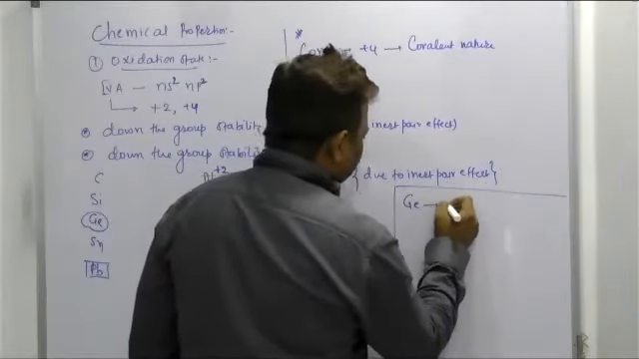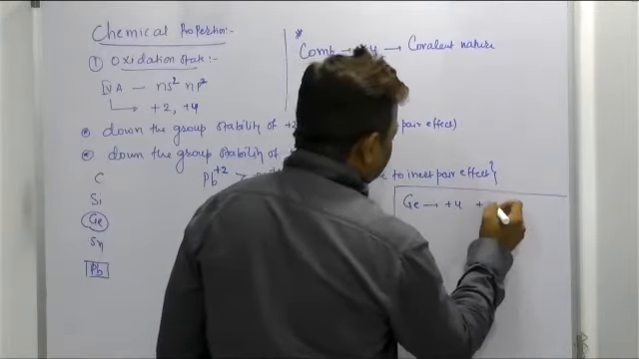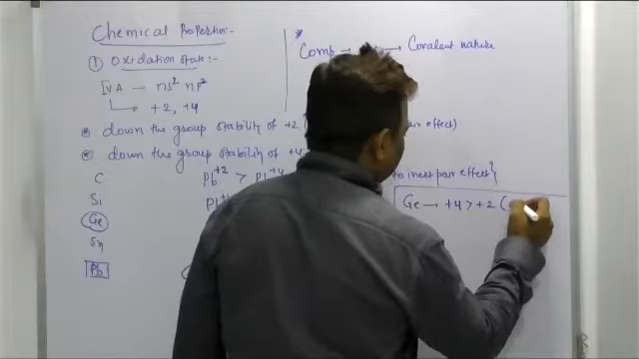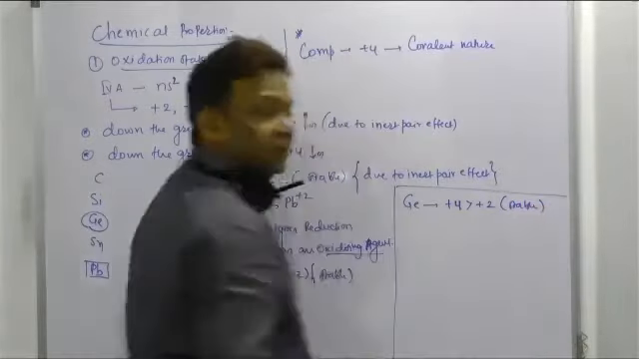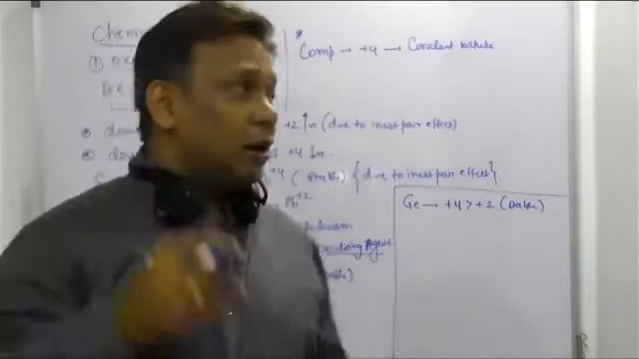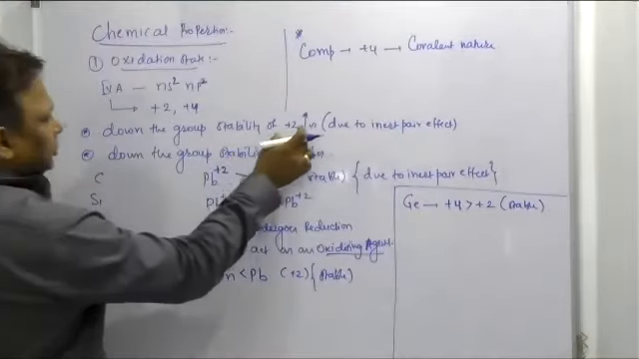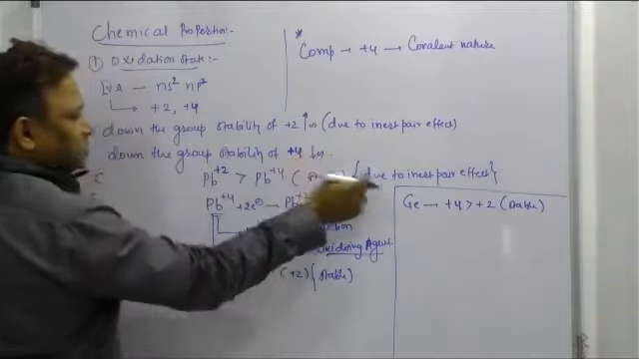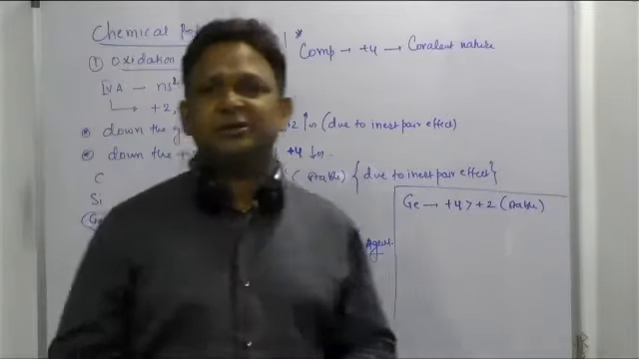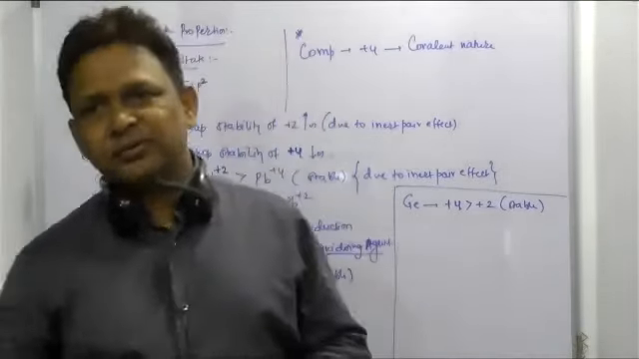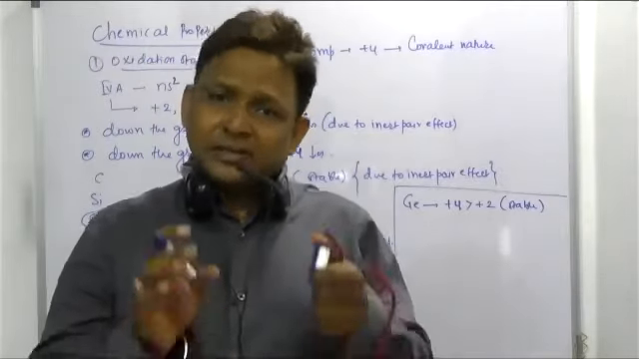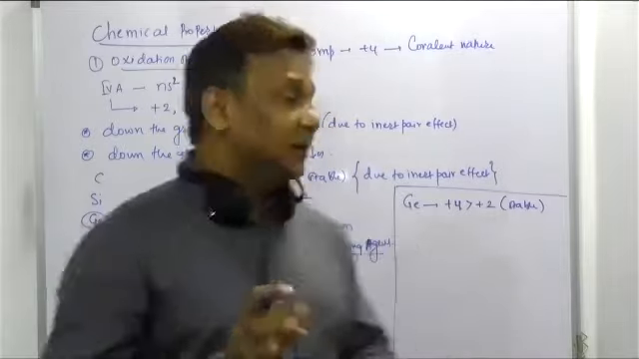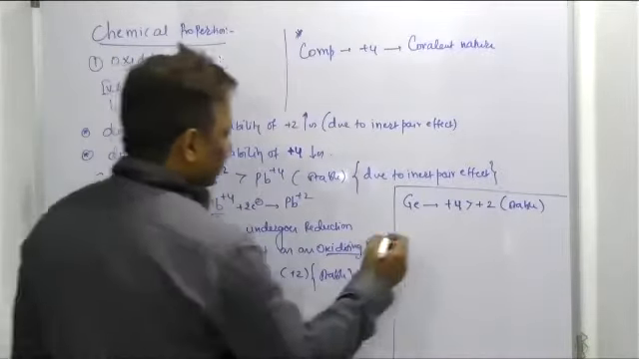Germanium can form compounds in +4 and +2, but it was seen that germanium +4 will be more stable than +2. How? Because the stability of +2 increases, the stability of +4 decreases, so germanium becomes more stable in the +4 oxidation state. But some compounds of germanium will be more stable at +2 also.